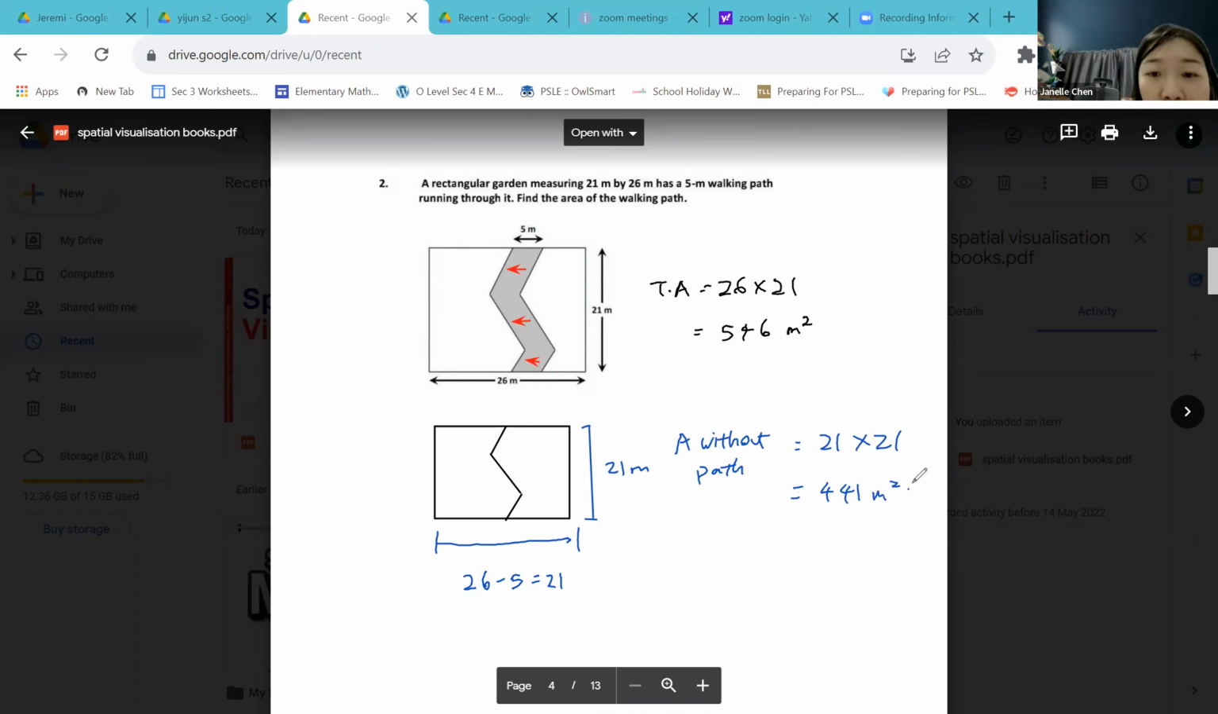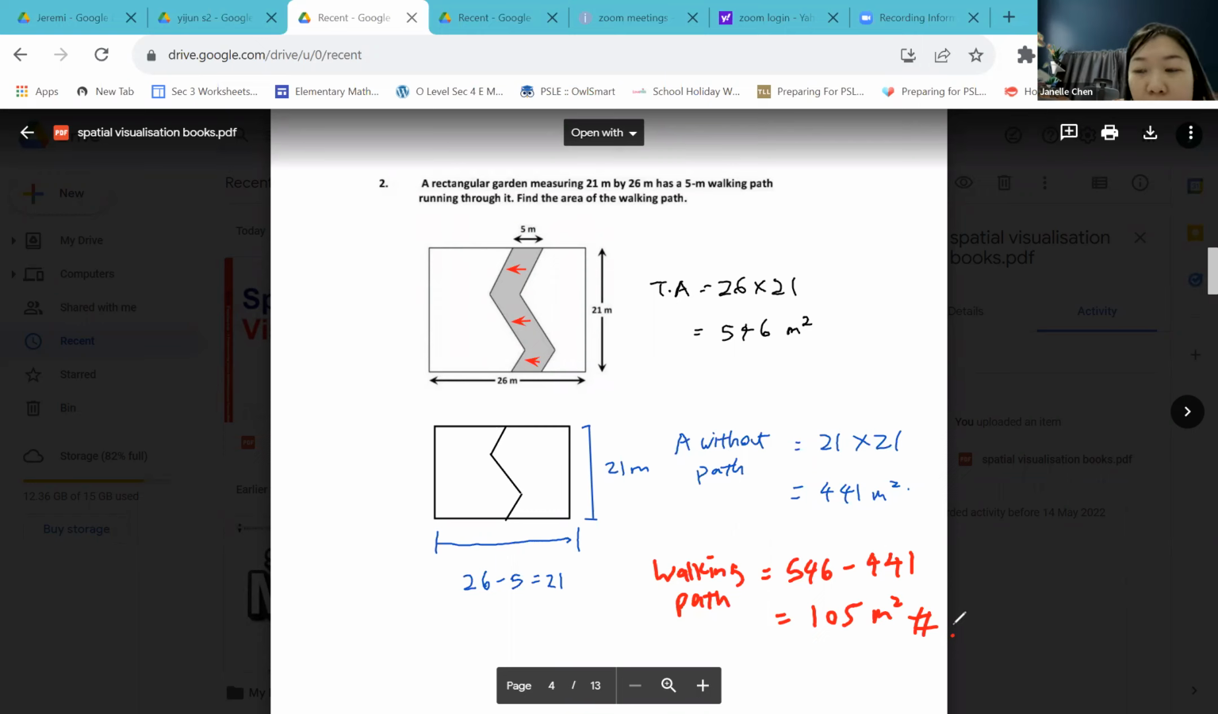So it's very easy for us to find the walking path then. Am I correct to say so? So for me to find the walking path here, the walking path basically equals 546, which is the total area inclusive of the walking path, minus the total area without the walking path. Then my answer will be 105 meter square, which is the answer that we need for this question.